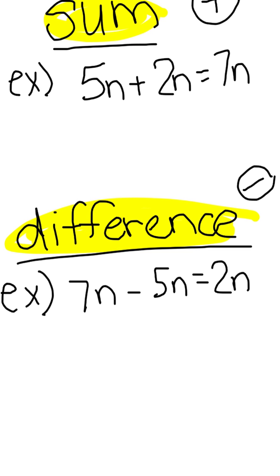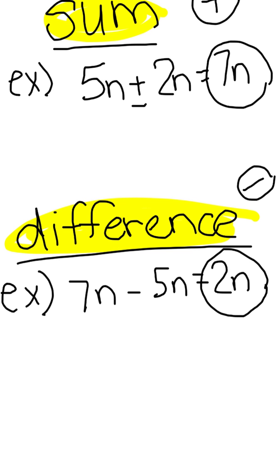So you can add like terms with variables to get your simplified expression, or you can subtract, getting a simplified expression. So you're going to put your algebraic expression in simplest terms before you solve.